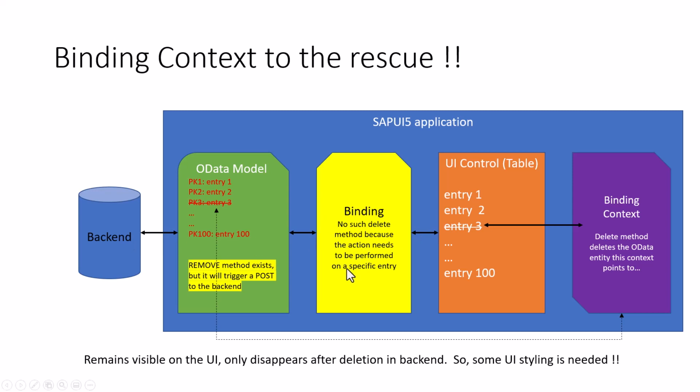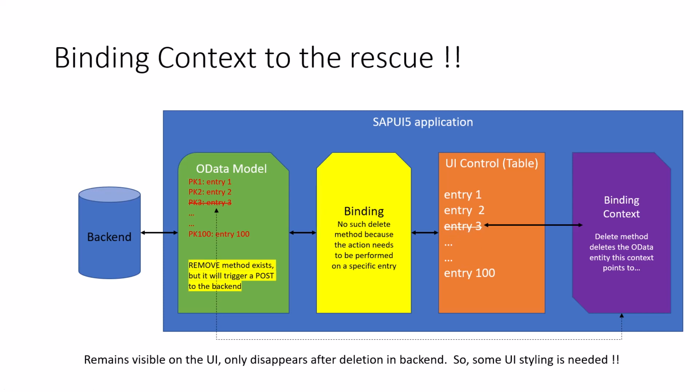Now one thing it doesn't do is, when you call the delete method on this binding context, it's not going to remove it from the UI control. So you have to do some kind of styling to make sure that this entry looks like it is deleted. Okay, so let's see how we can do this.